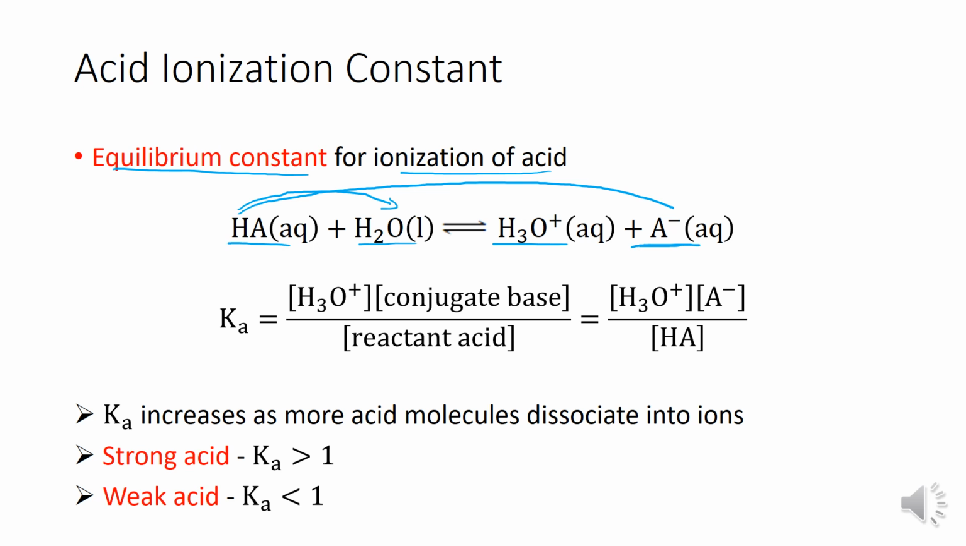Okay, therefore they form a conjugate acid base pair, where HA is the conjugate acid and A negative is the conjugate base. Now, based on this chemical equation, the acid ionization constant, represented by Ka, is equal to the concentration of hydronium ions times the concentration of the conjugate base divided by the concentration of the reactant or conjugate acid. So that is again the concentration of hydronium ions times, based on the chemical equation, the concentration of A negative divided by the concentration of HA.